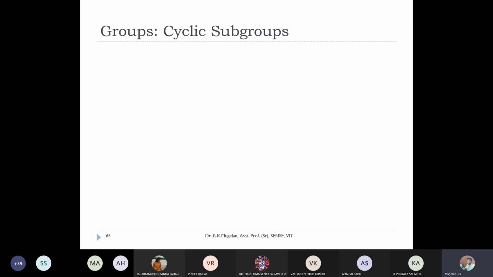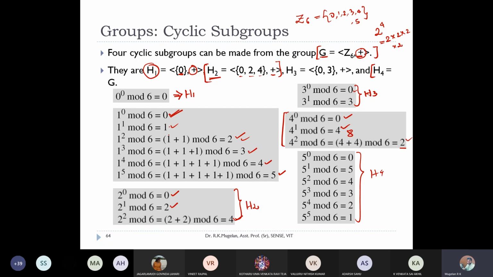How many of you have doubts in this cyclic subgroup with addition as the operation? If it is clear, you can raise your hands. If you have doubts, you can unmute and ask. If it is clear, raise your hands.